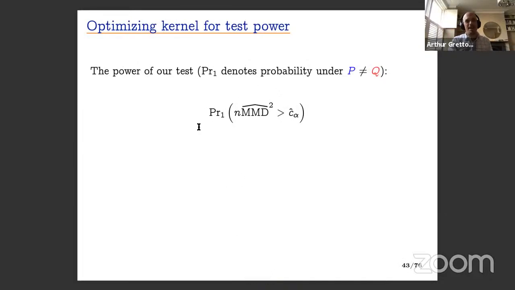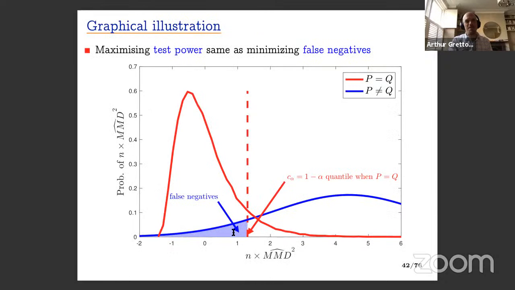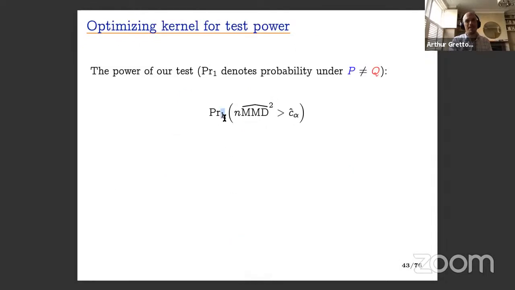Let's write in mathematics the expression for this area here. So the probability, this subscript 1 means under the alternative, which is to say under the P not equal to Q setting. I want the probability that n times my squared MMD is greater than this threshold, this C alpha threshold, which is the 1 minus alpha quantile under the null, under the assumption that P and Q are the same. Okay, so the distribution under the alternative of my test statistic multiplied by n exceeding that threshold.